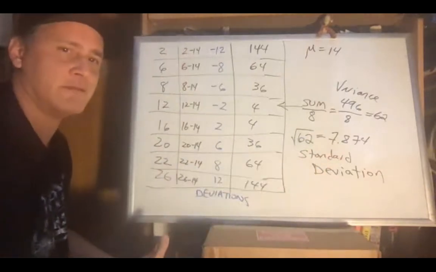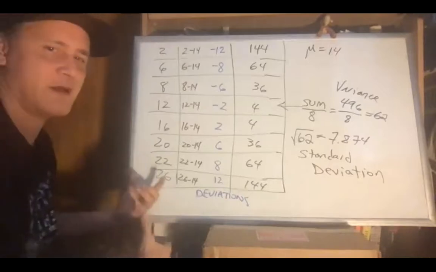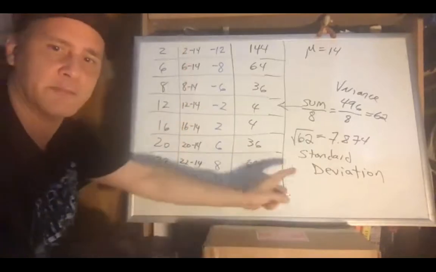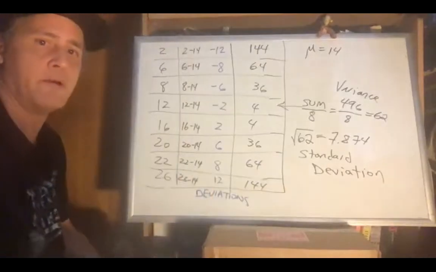In these 8 numbers, on average, the deviation from the mean was about 7.874. Now, I'm using that word average. It's not really exactly what's going on, but so what? That's basically what that means.